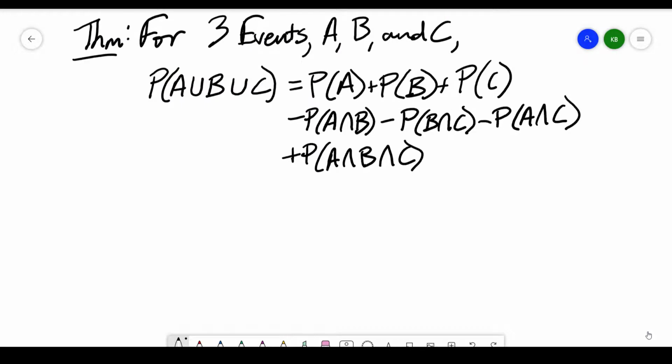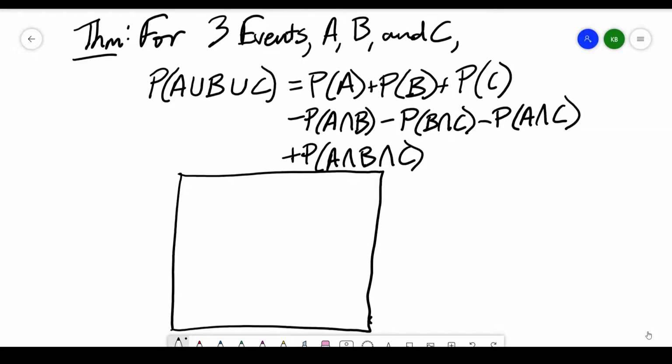Now, my additive rule was for 2 events. I actually have an additive rule for 3 events as well. So let's take a look at a Venn diagram to help us understand what's going on in this version of our additive rule.